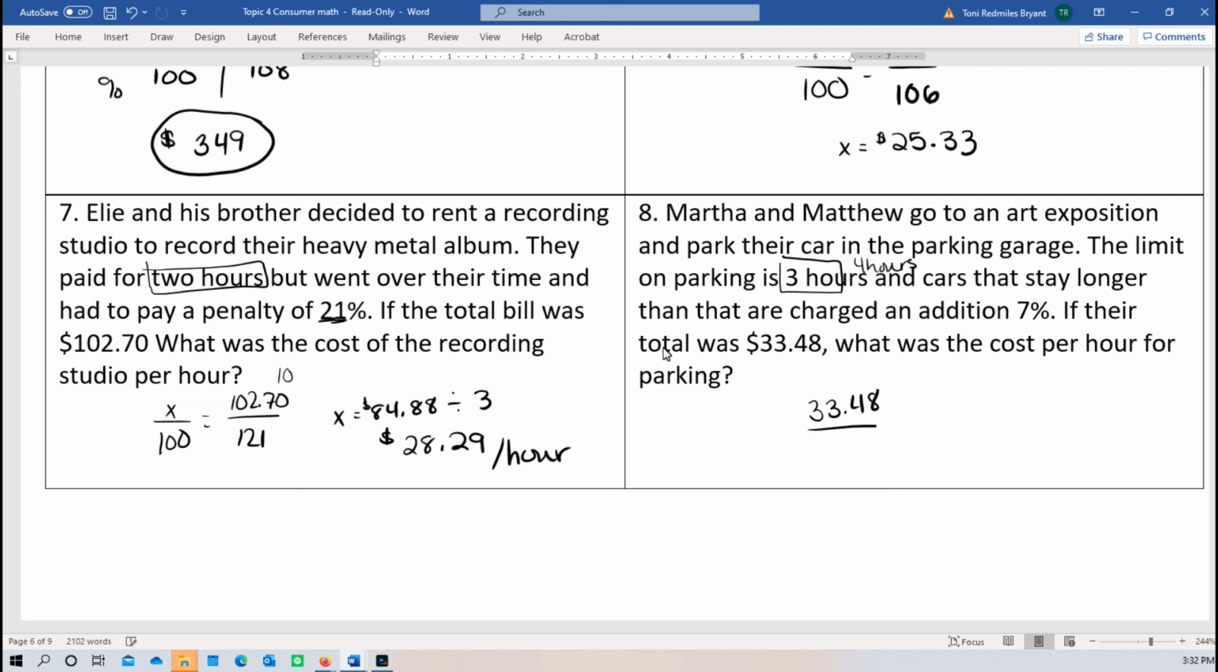Setting it up. That's the cost. You need to first figure out what it was before the penalty. So the total before the penalty was 31.29. Divide that by the 4 hours. And it's $7.82 per hour.